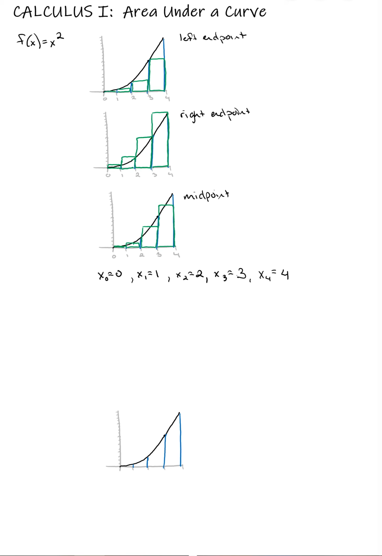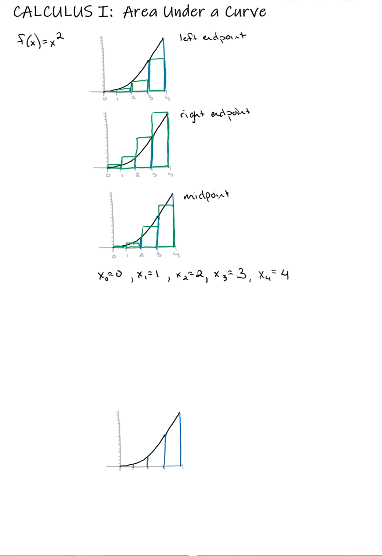Now for the right-hand endpoint, again looking at the interval from 2 to 3, I'm going to start with 3, and that's going to tell me how high to go, and I'm going to build my rectangle off of that. So you'll notice the left-hand endpoint has a much smaller rectangle, and the right-hand endpoint has a much higher rectangle. This is true if I'm looking at an increasing function. If I'm looking at a decreasing function, this would actually be reversed.